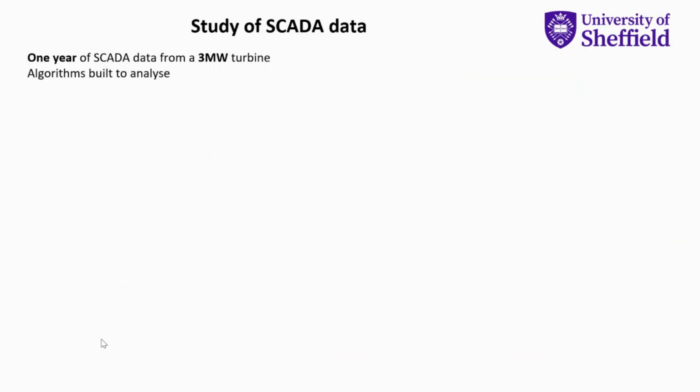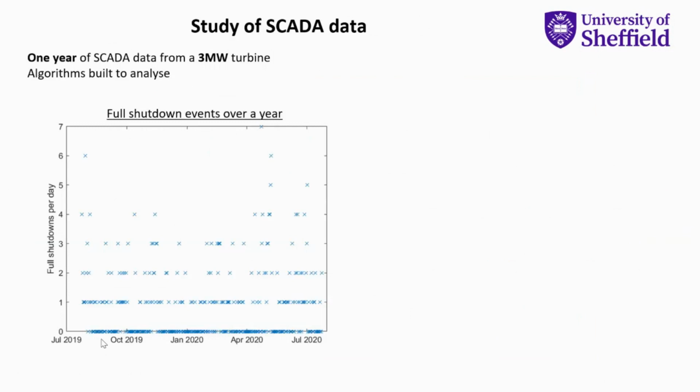So moving on to the study of SCADA data. SCADA data is just real life data collected at the wind turbine. So you get stuff like rotational speed, power, temperature, time, etc. in a spreadsheet, which you can then build algorithms to analyze. So that's what I've done.